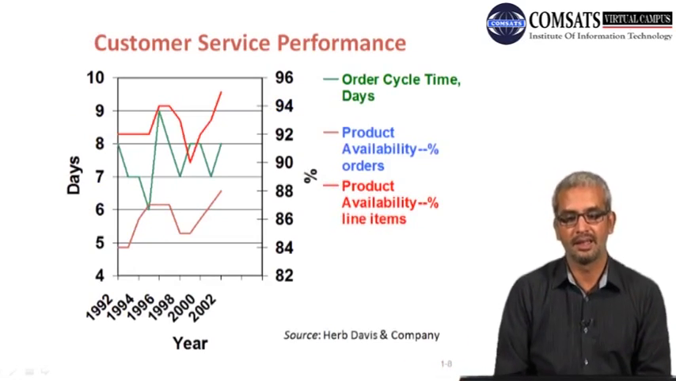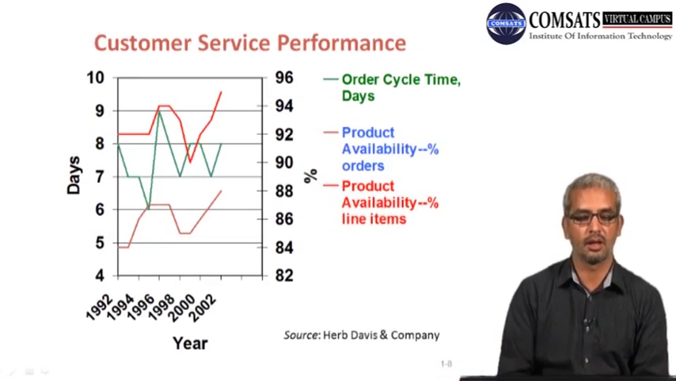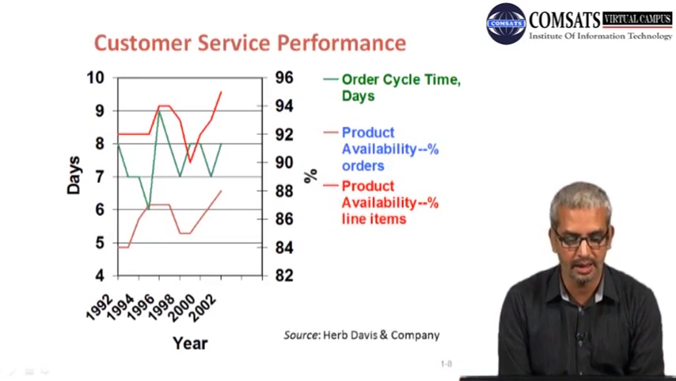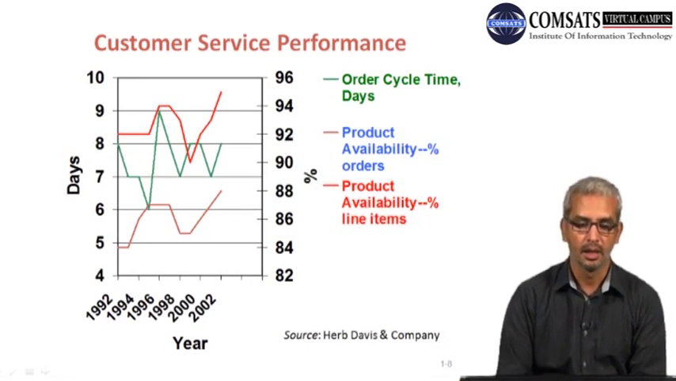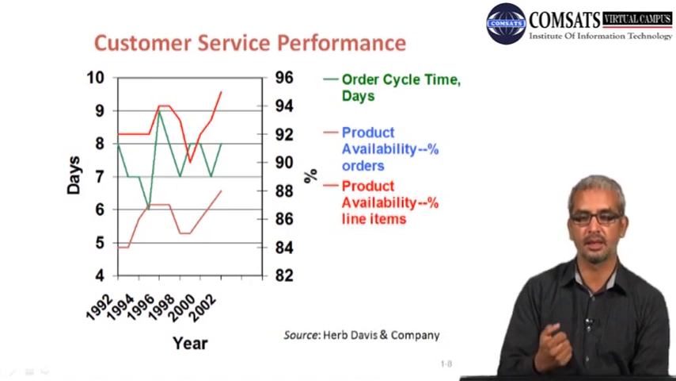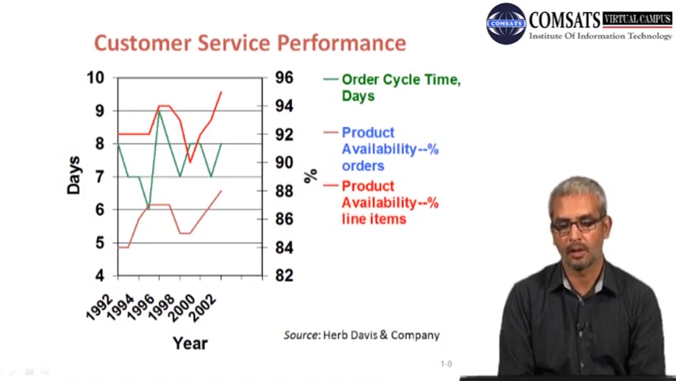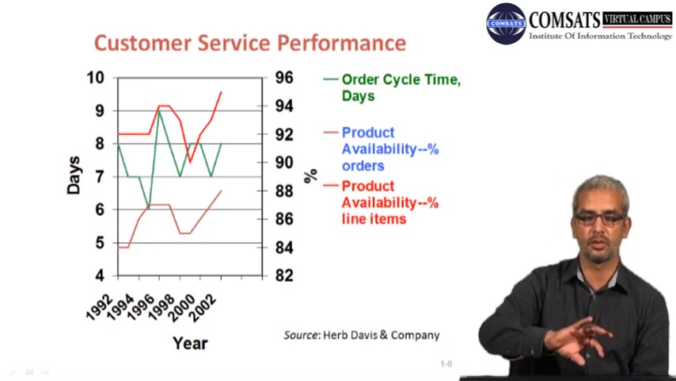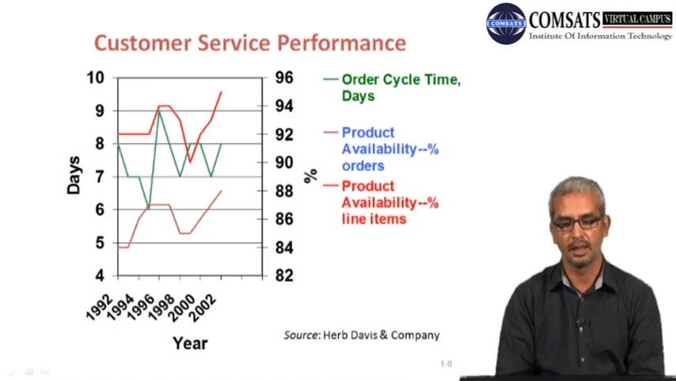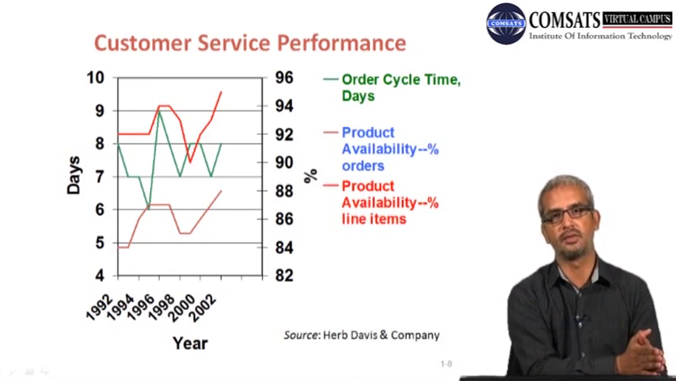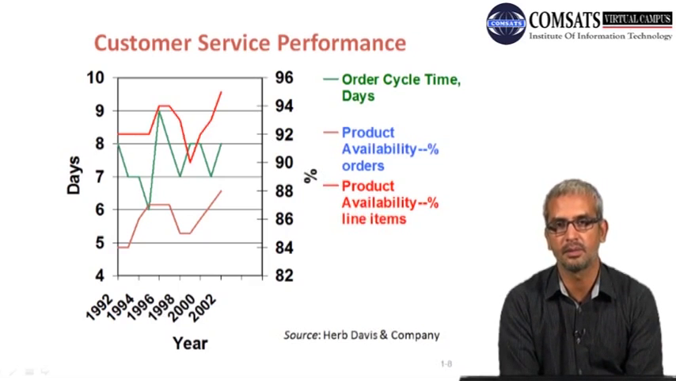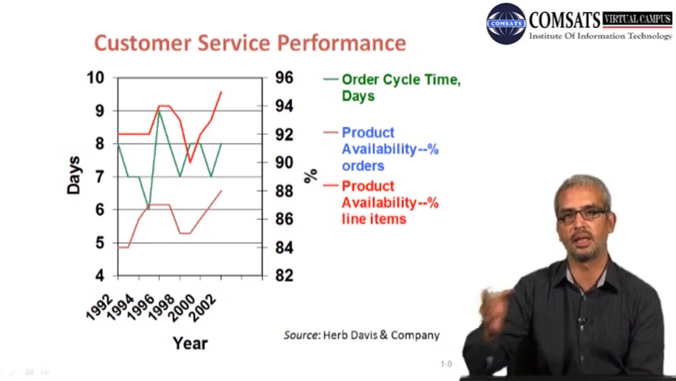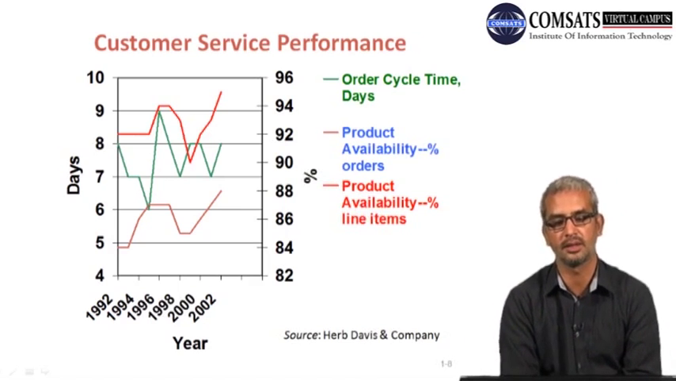So now looking at this, this is a historical graph from 1992 to 2002 by Herb Davis and company. They conducted a study on 3 parameters. Order cycle time, that is, the time from when an order is placed to when it is delivered, which is the green line over here. You would need to see the left side scale for that, which is number of days. Then there is product availability, which is the percentage of total orders, on the right y-axis, from 82 to 96%.